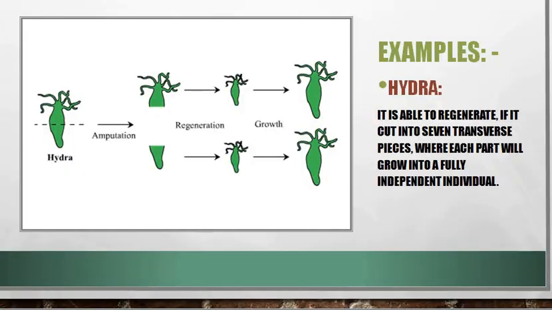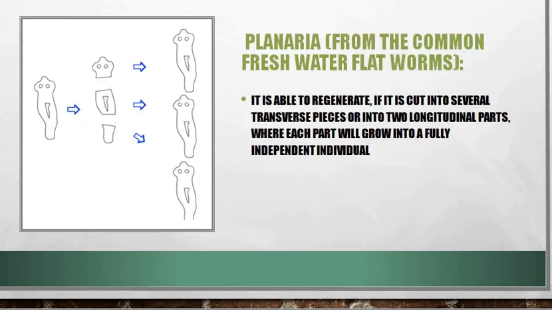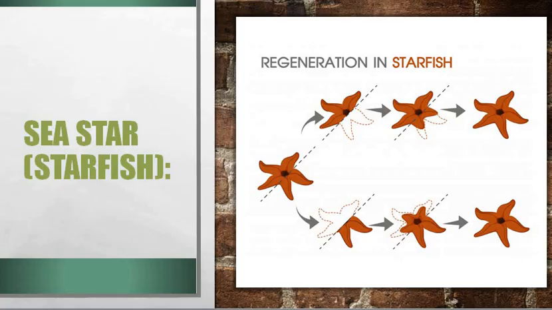Finally, examples of regeneration, like hydra, which can be regenerated if cut. It produces a new individual, and this cut part produces another individual. Also, like planaria, which are flat worms that also regenerate if cut. Each part of it can be regenerated. Also, the sea star or starfish, also by regeneration.